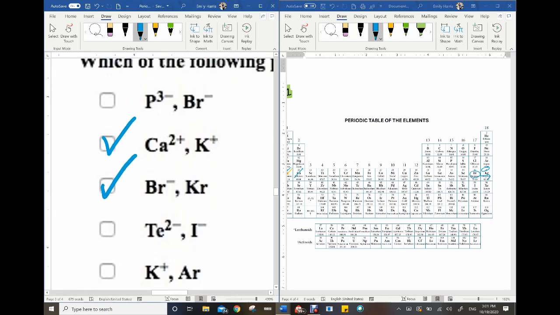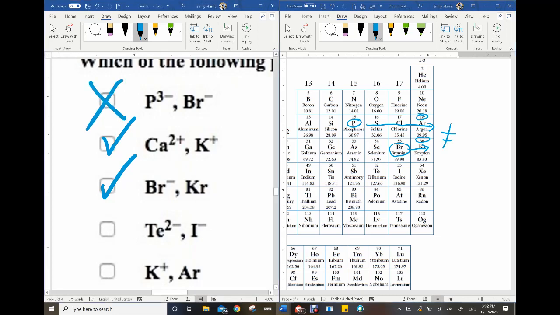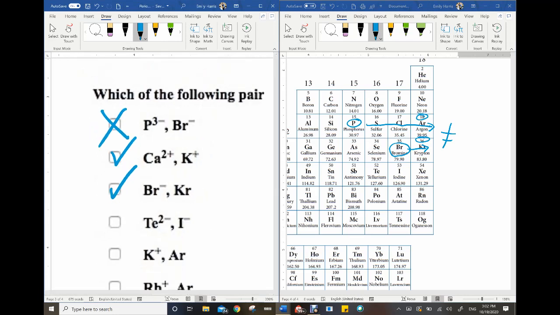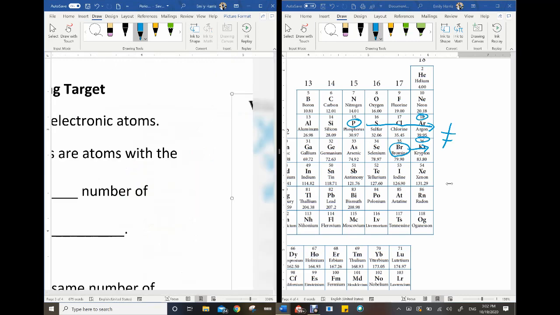Now let's look at this top one, P3- and Br-. So if we look at phosphorus, the 3- means it adds 3 more electrons. So 1, 2, 3 to get to 18. Br- means you just add 1 more electron to get to 36. 18 does not equal 36, so those are not isoelectronic. So that's just kind of how you can tell if they fall into this category. So different atoms, but same numbers of electrons.